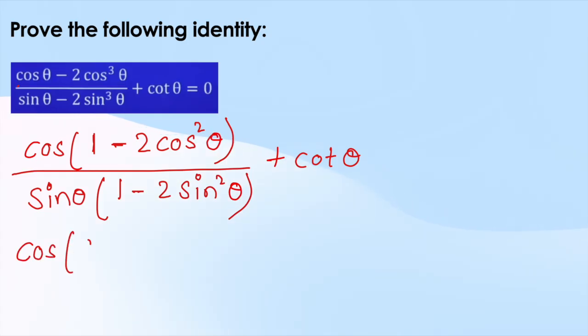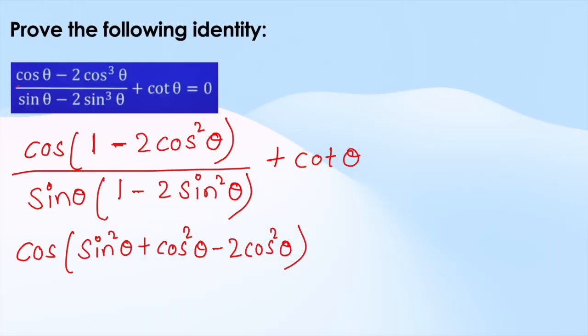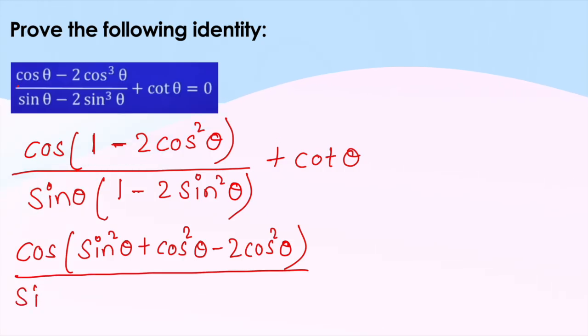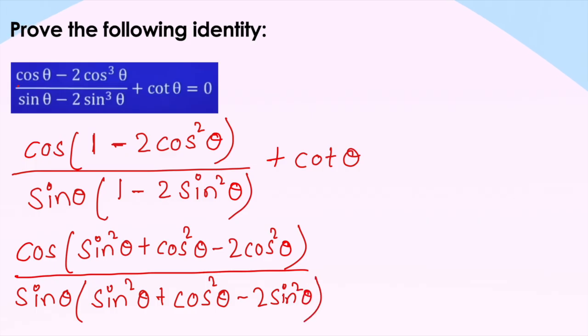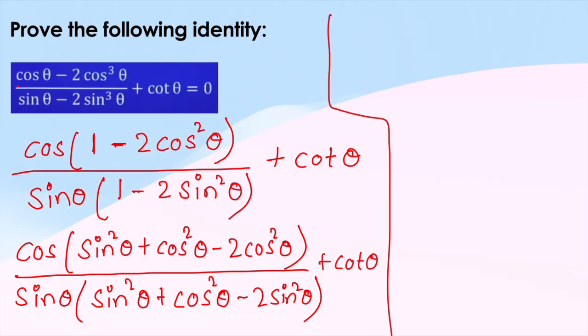Cos theta into sin square theta plus cos square theta minus 2 cos square theta. Hope it is clear. In place of 1 I put the value of sin square theta plus cos square theta. That's it. In the base as well I will do the same. Sin theta into sin square theta plus cos square theta minus 2 sin square theta, and plus cot theta is already there. Clear?